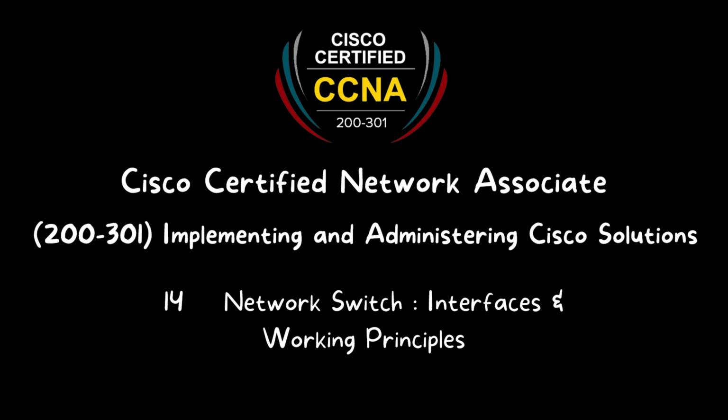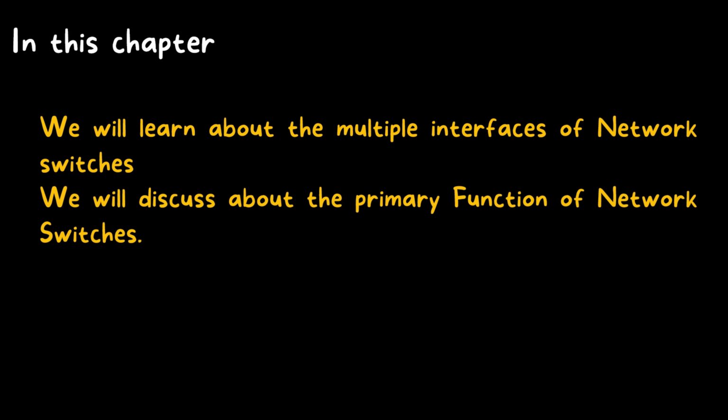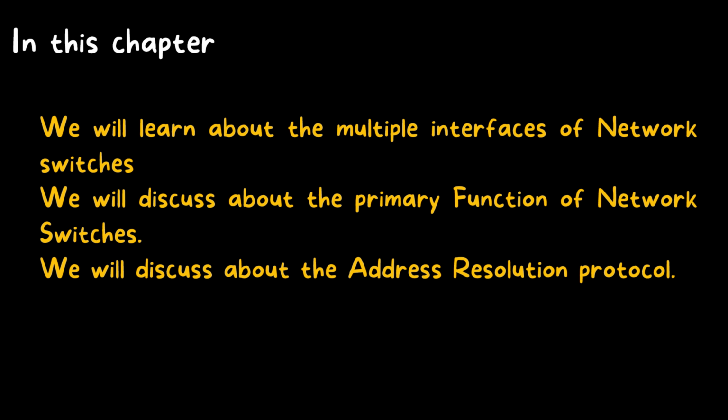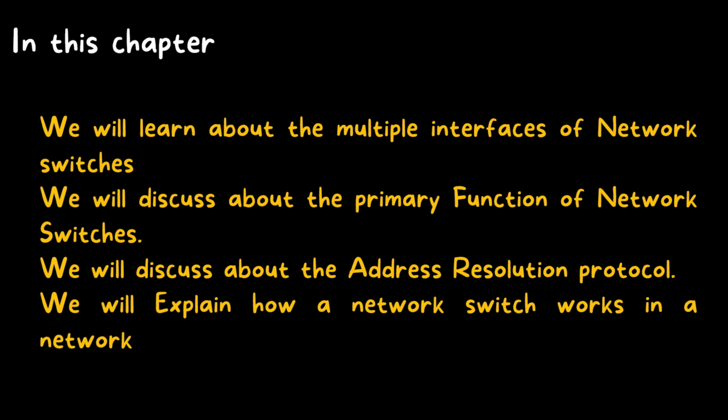Welcome to CCNA 200-301, Implementing and Administering Cisco Solutions, Chapter number 14, Network Switch, Interfaces and Working Principles. In this chapter, we will learn about the multiple interfaces of network switches. We will discuss the primary function of network switches. We will discuss the Address Resolution Protocol, ARP. Then we will explain how a network switch works in a network.